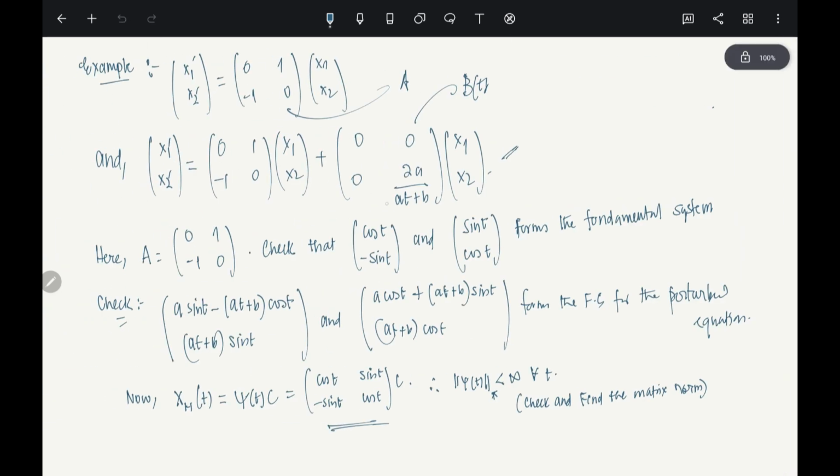So check the norm of B(t); this is bounded for all t. Okay, you see what is B(t)? B(t) is this matrix, 0 0 0 2a by (at plus b). You just find out what the matrix norm is. Again, calculate it, and you show that this is bounded.